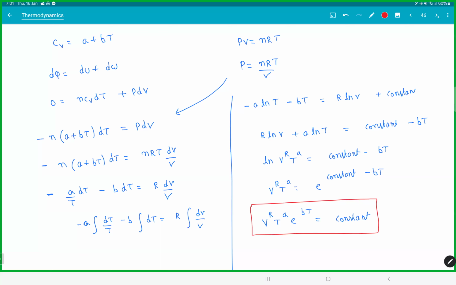Have a look at this. Take a break. Come back by 7:10. Any doubt so far? Okay, come back in 10 minutes.